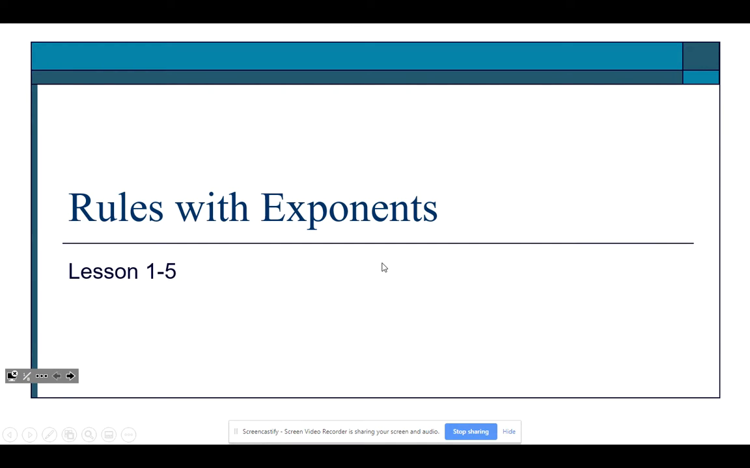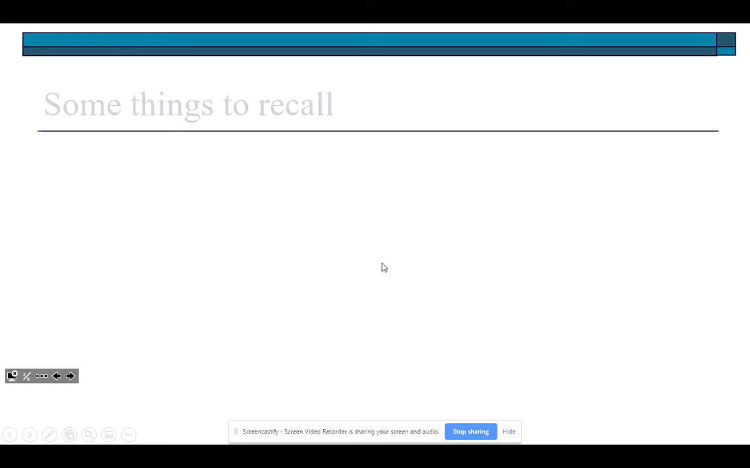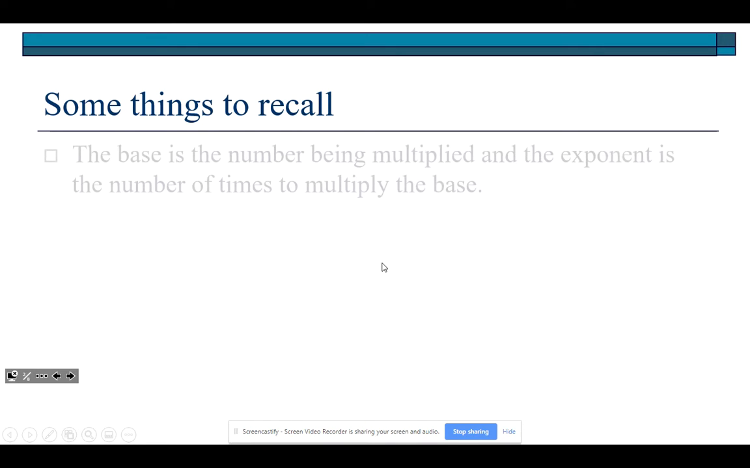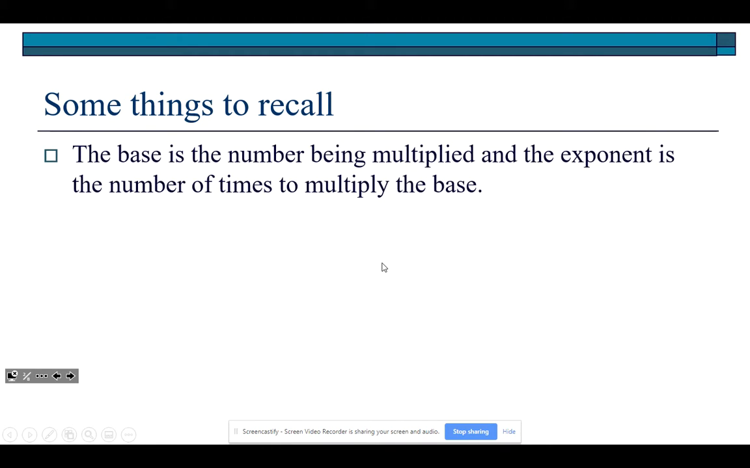This is lesson 1-5, rules with exponents. So first of all, some things to recall of things that we've talked about already this year. The base is the number that's being multiplied, and the exponent is the number of times to multiply the base by itself.